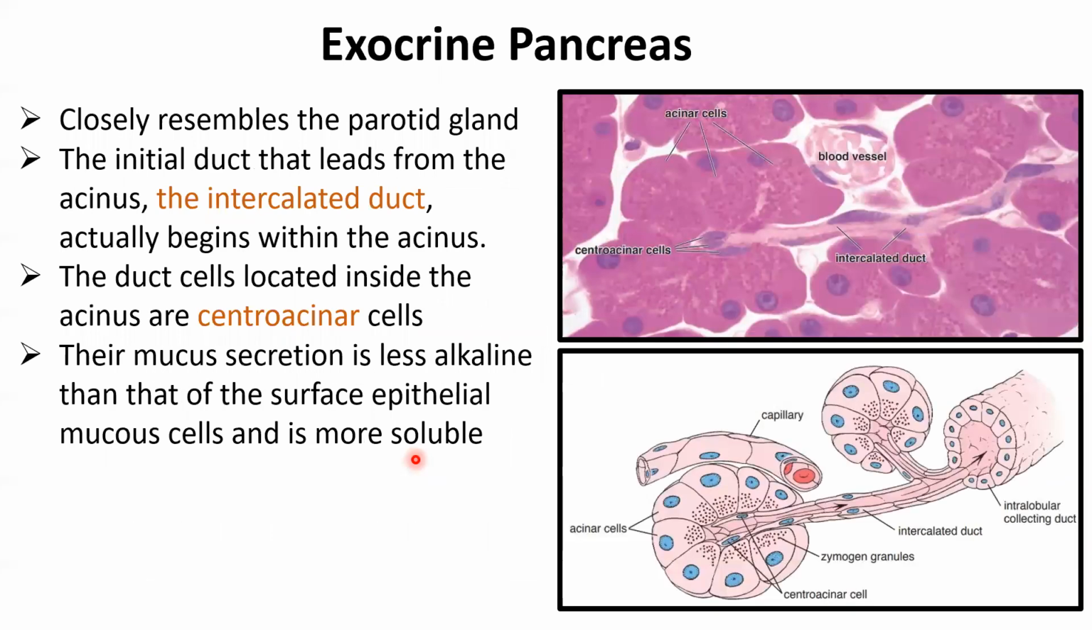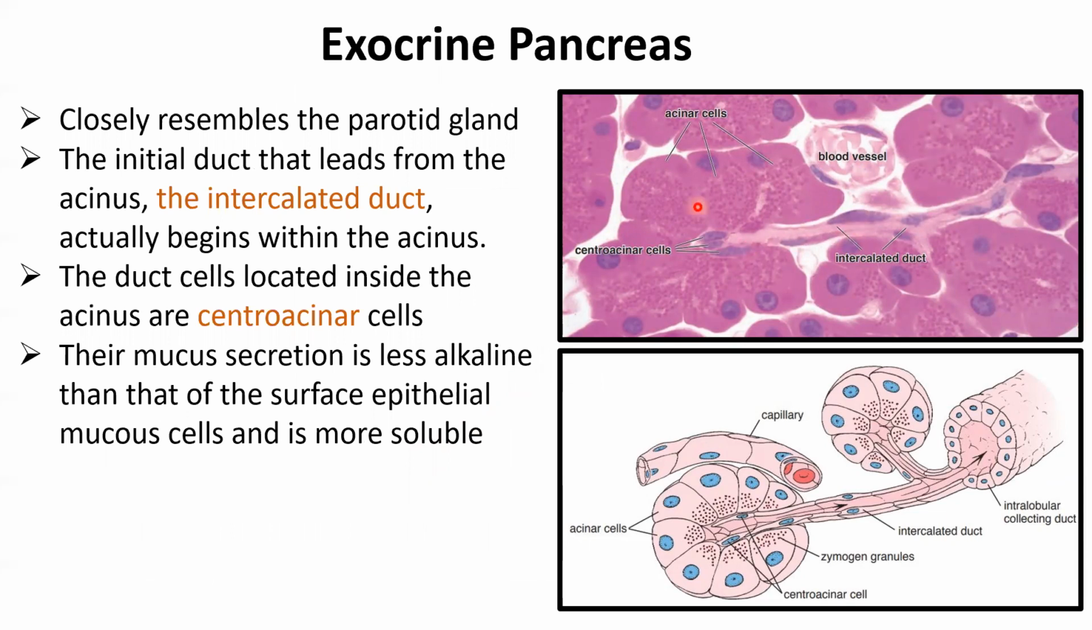So the exocrine pancreas closely resembles the parotid gland, similar to the salivary gland acini. And it also has a duct. So if you look at this acinar structure, which is very similar to the parotid, it also has a duct that carries these secretions.